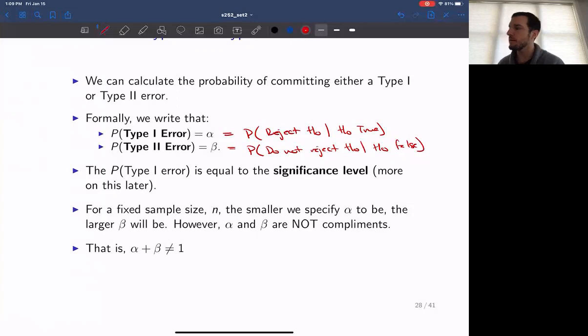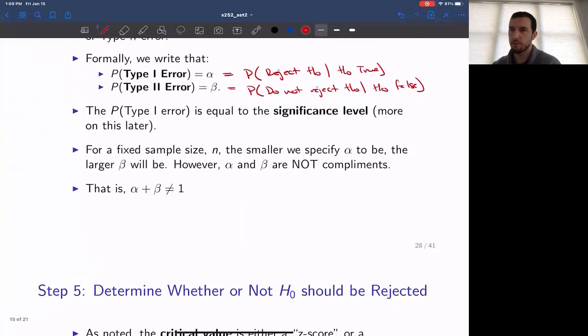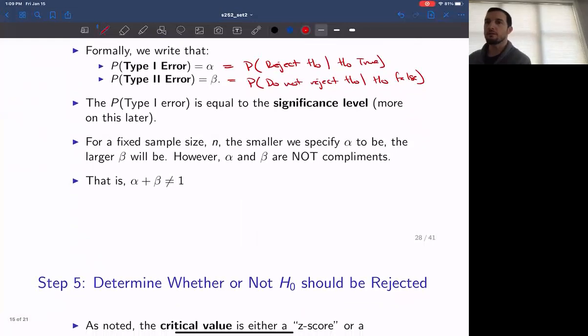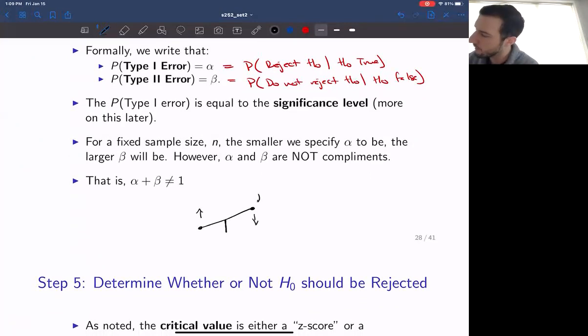That being said, alpha and beta do have a relationship with each other. And we typically describe the relationship as a seesaw style of relationship. So if you imagine, for example, a teeter-totter like this. On one end of the teeter-totter, you have beta, and then on the other end, you have alpha. As alpha goes up, beta goes down. As beta goes up, alpha goes down.